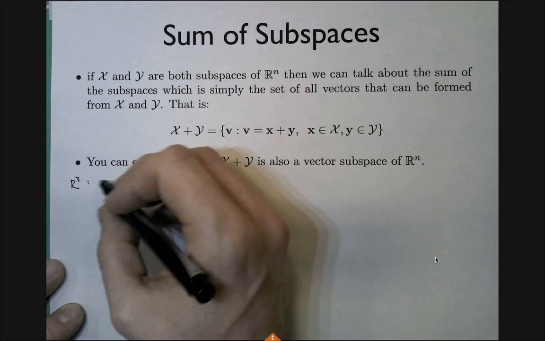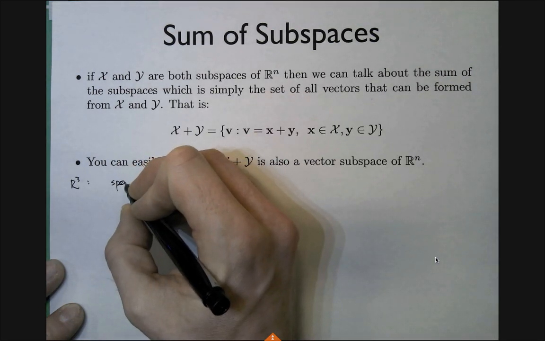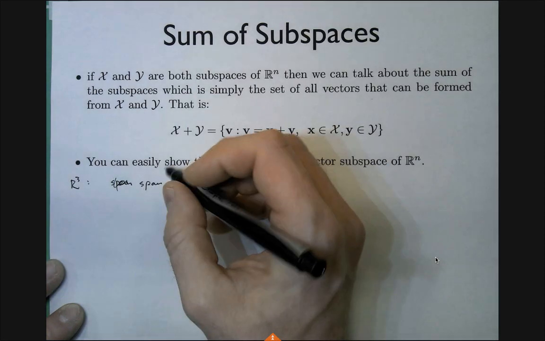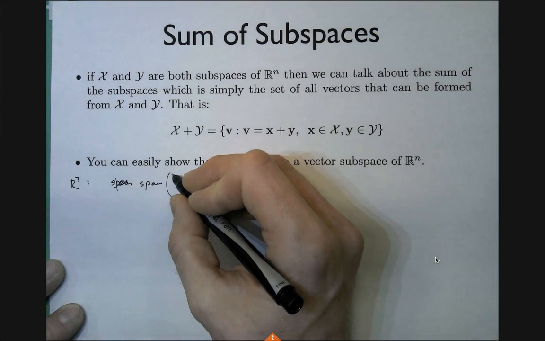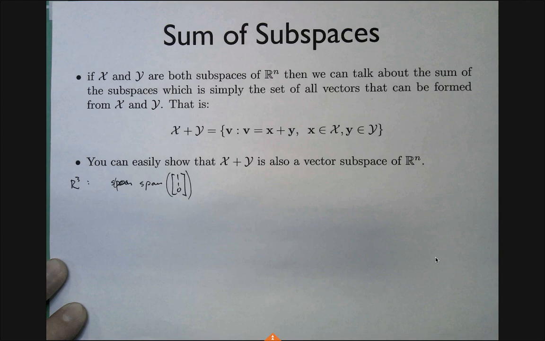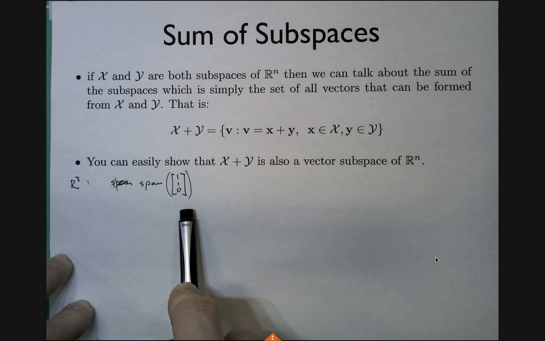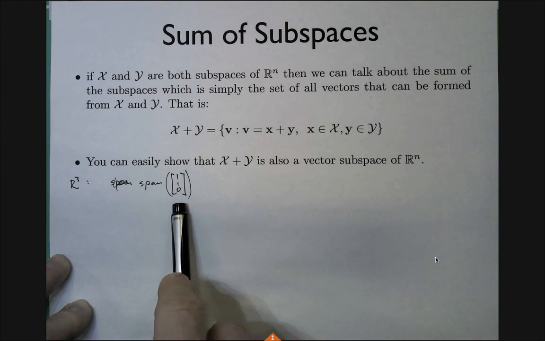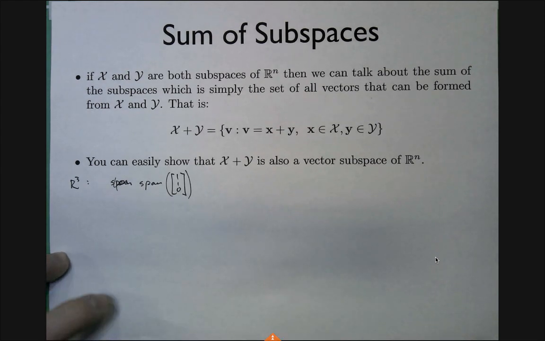Let's say I want to... So let's start like this. So what is the span of, I don't know, (1, 1, 0), for example. So what is this subspace in R3? That's a line, right? In this direction, right?